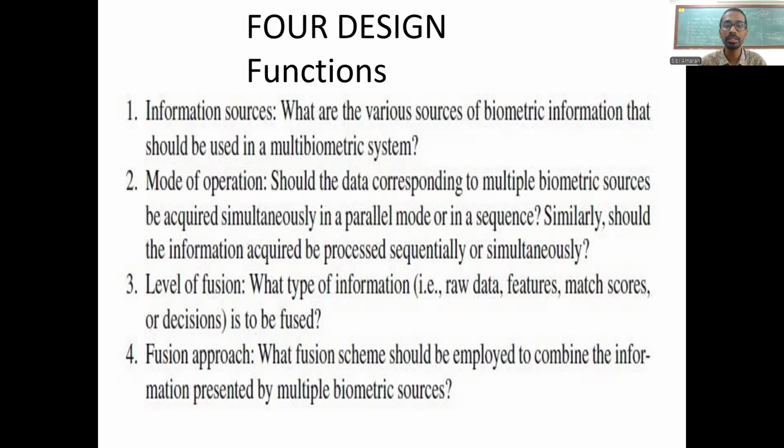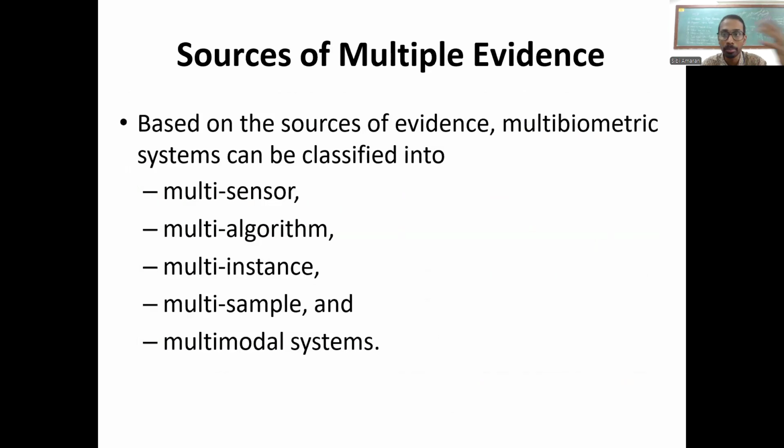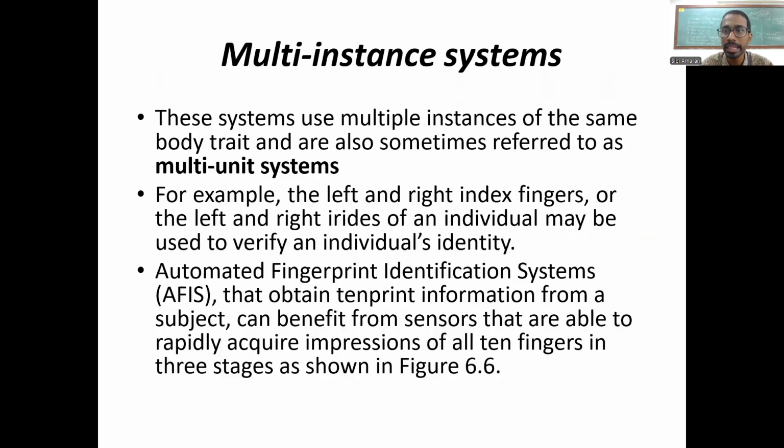Now in this video, we are going to discuss the levels of fusion and fusion approach. Before that, in the previous lecture, we discussed multiple sensors: optical and capacitance. In multiple algorithms, we discussed the texture level as well as the minutiae algorithm. In multiple instances, I'll be collecting input from the left eye as well as the right eye. Multiple samples means collecting samples from the same finger. And multi-modal means collecting inputs from multiple traits. So until this we discussed in my last lecture.